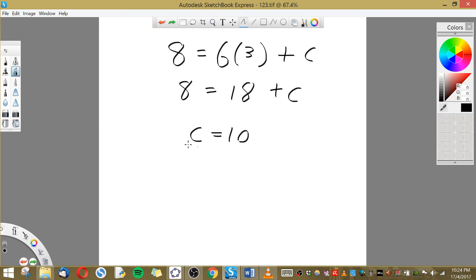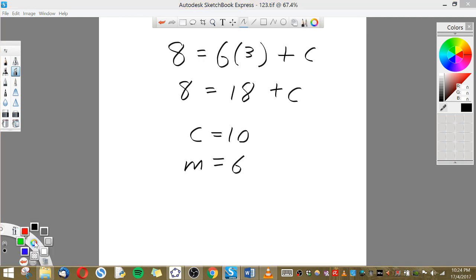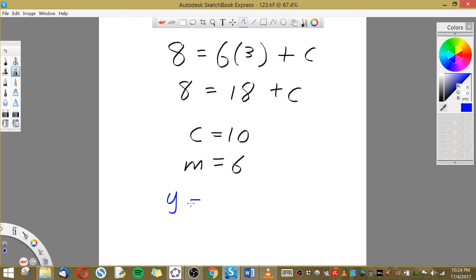I now know two things. I know that the y-intercept c is 10, and from my previous calculations I knew that m is 6. So here is the final answer. I'm going to write it in a blue color. What is the equation of the line that had those 2 points on it? It's y equals 6x plus 10. Okay, and this will be my final answer.